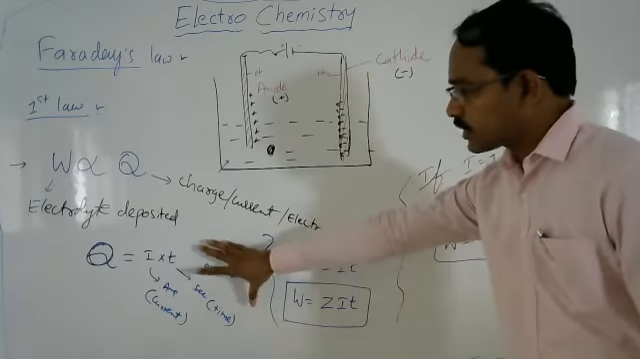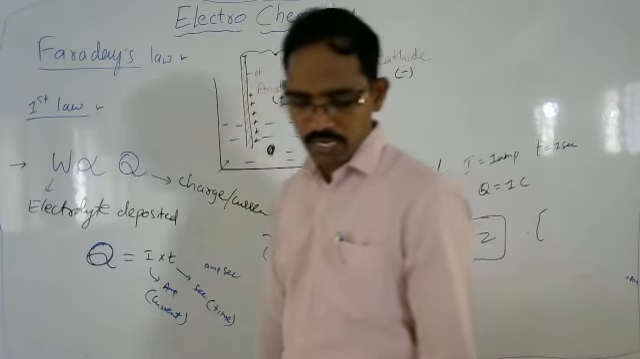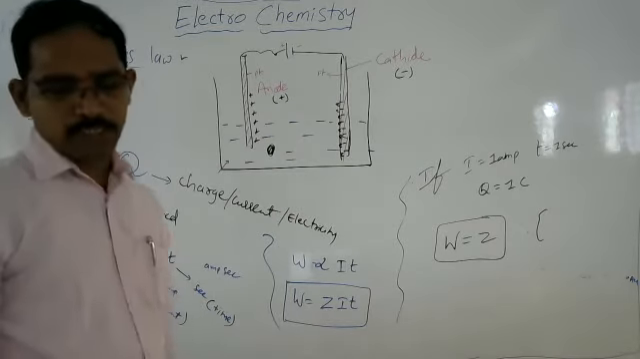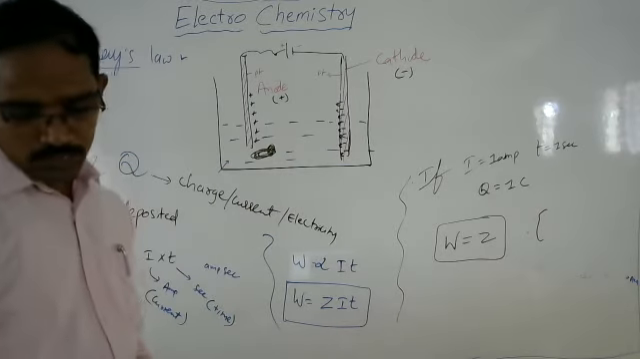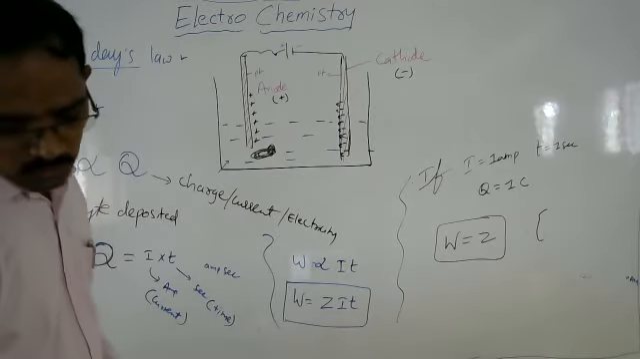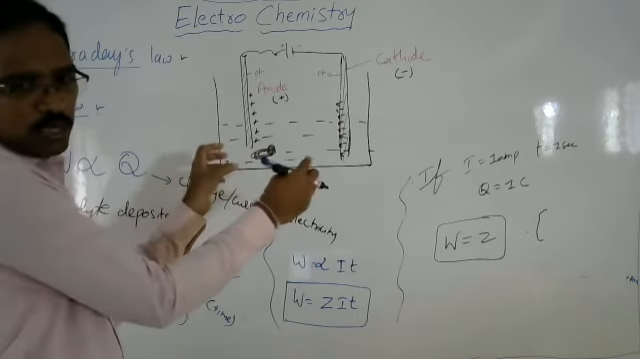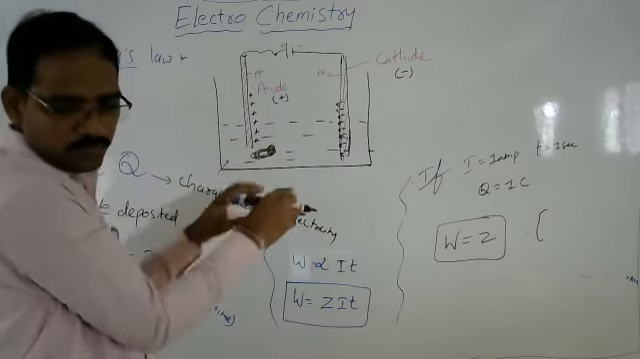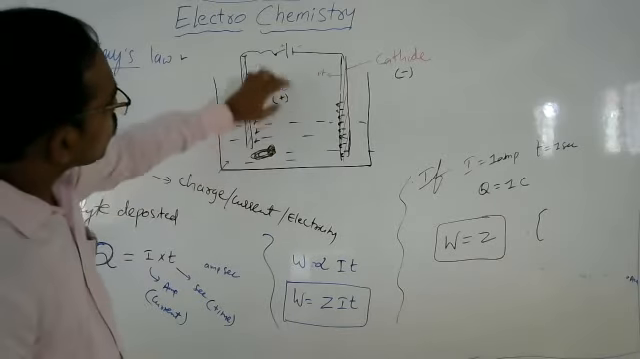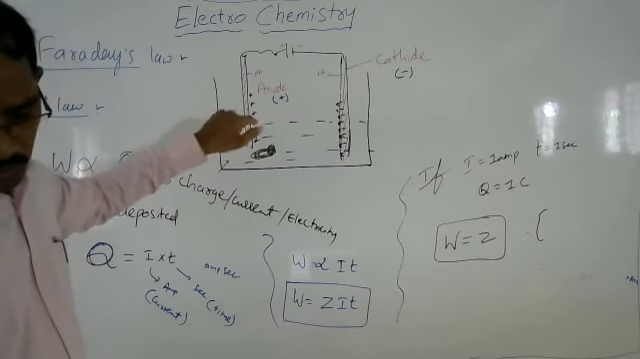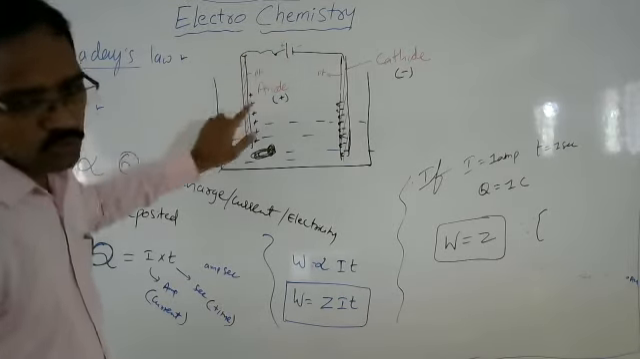First, tell me whether the first formula is clear. Faraday's first law: the amount of substance deposited or electrolyzed, meaning some electrolysis reaction has happened, is directly proportional to the quantity of electricity passed through the solution.